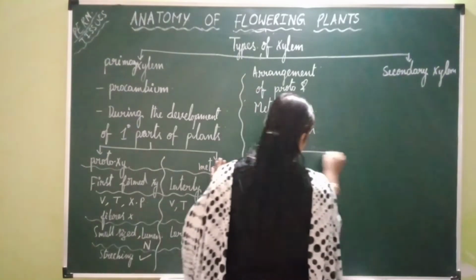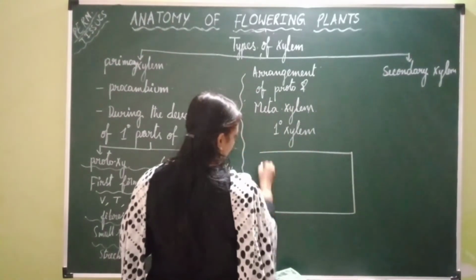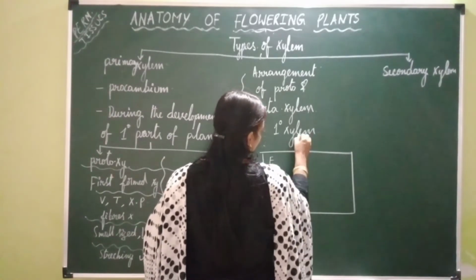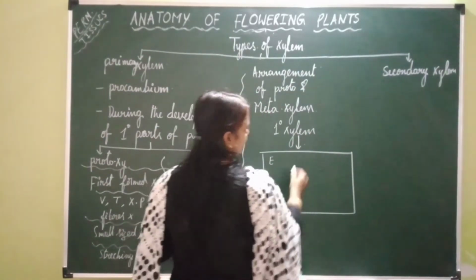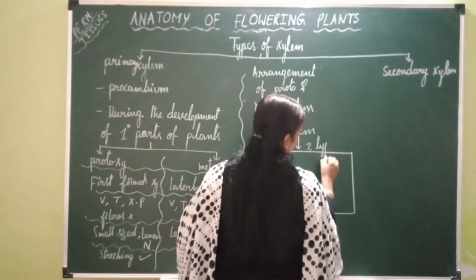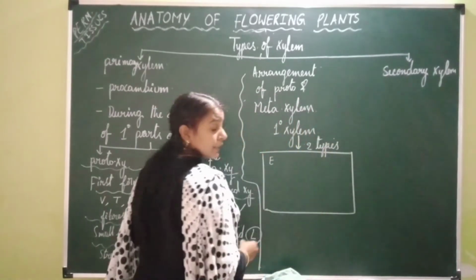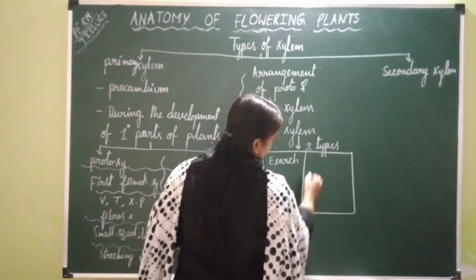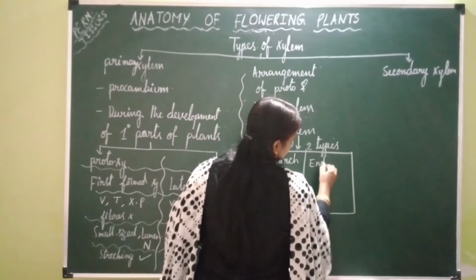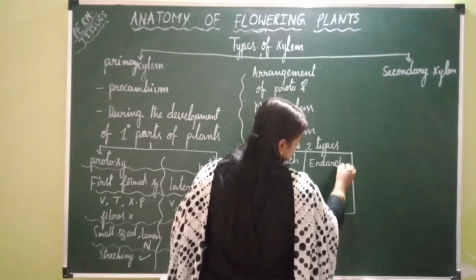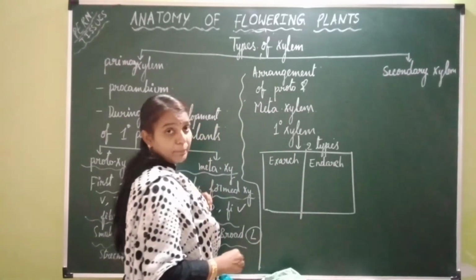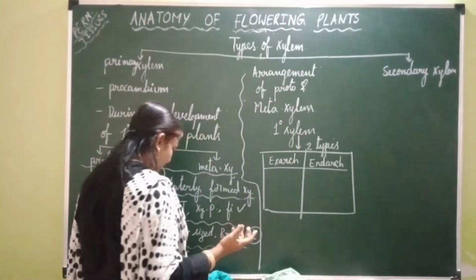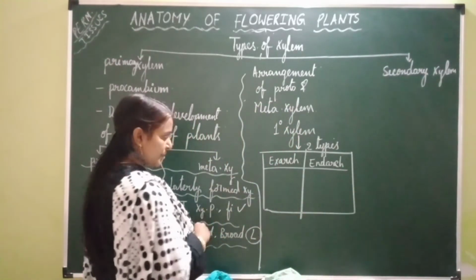What are those two types? They are exarch type of xylem and endarch type of xylem. Primary xylem is of two types, right? They are exarch type of xylem and endarch type of xylem. Exarch type of xylem is the primary xylem which consists of protoxylem towards periphery.